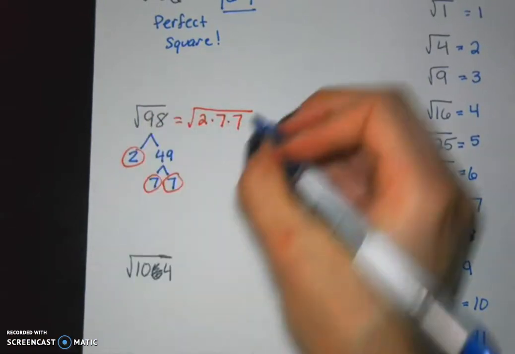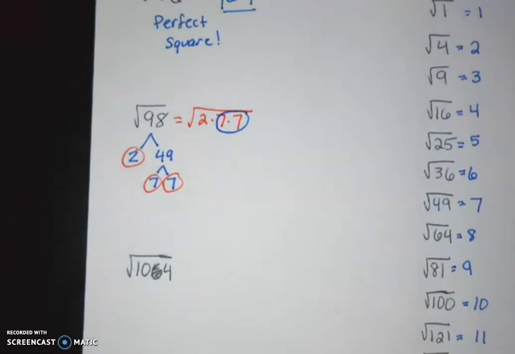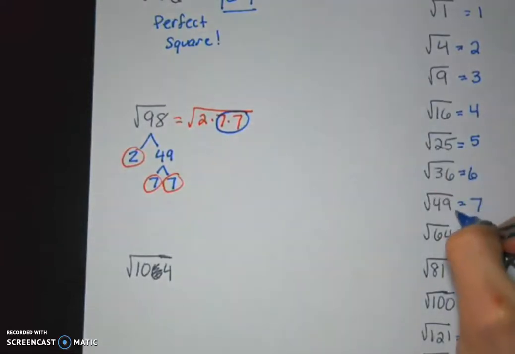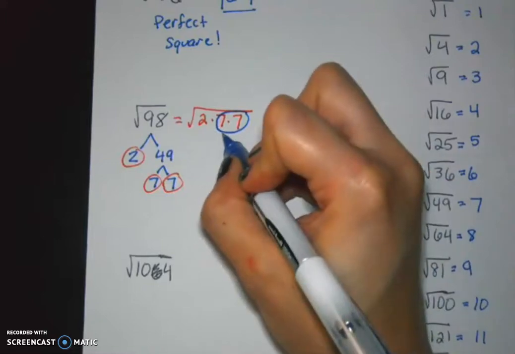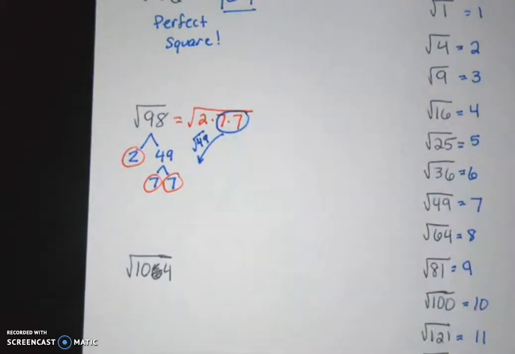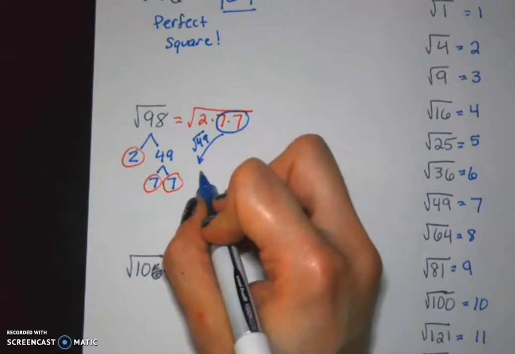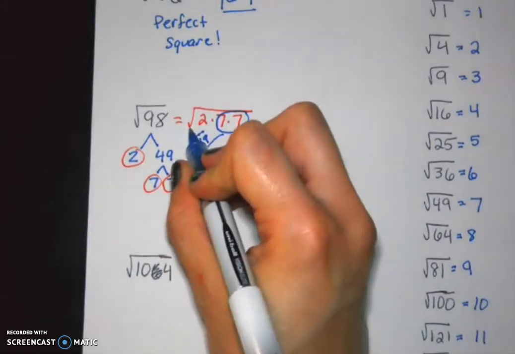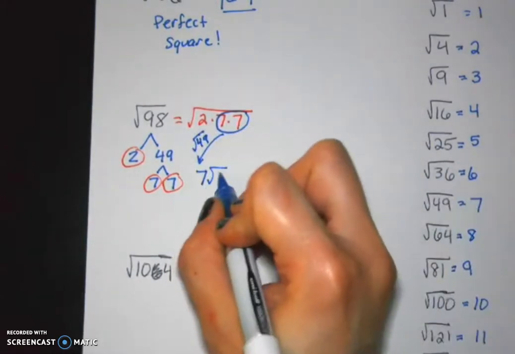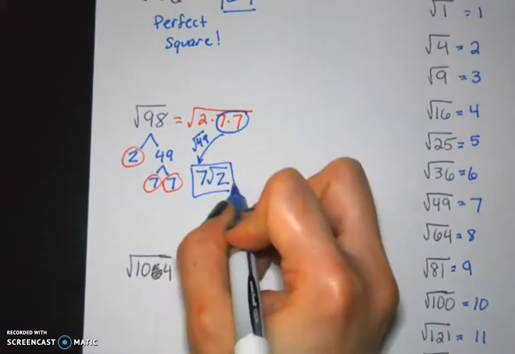Now we are going to circle our pair. We know that 7 times 7 is 49, so I'm going to evaluate the square root of 49. We know the square root of 49 is a perfect square, so that gives us 7. And then this 2 is still inside of our radical, and we get 7 root 2.